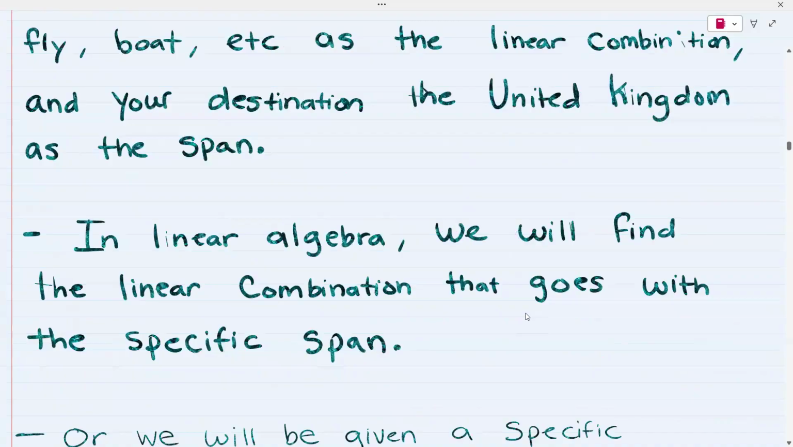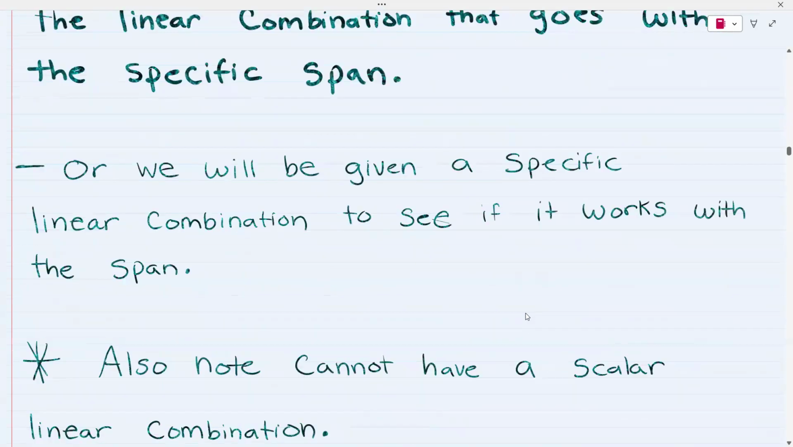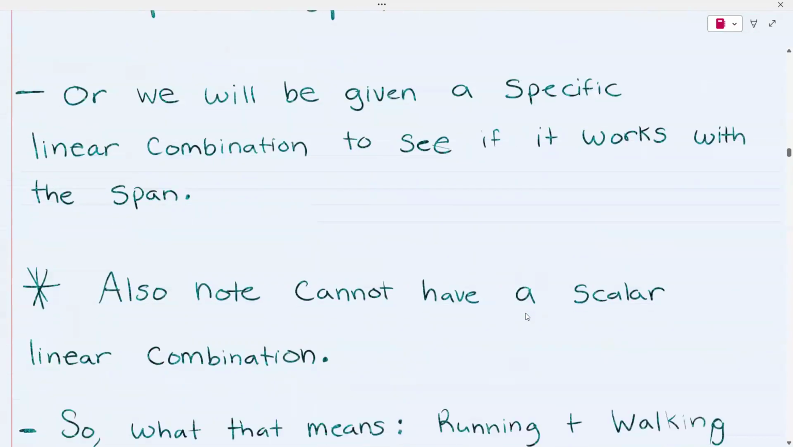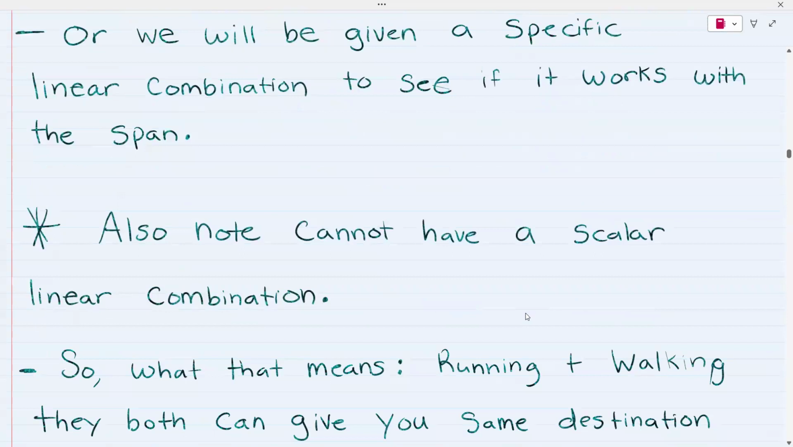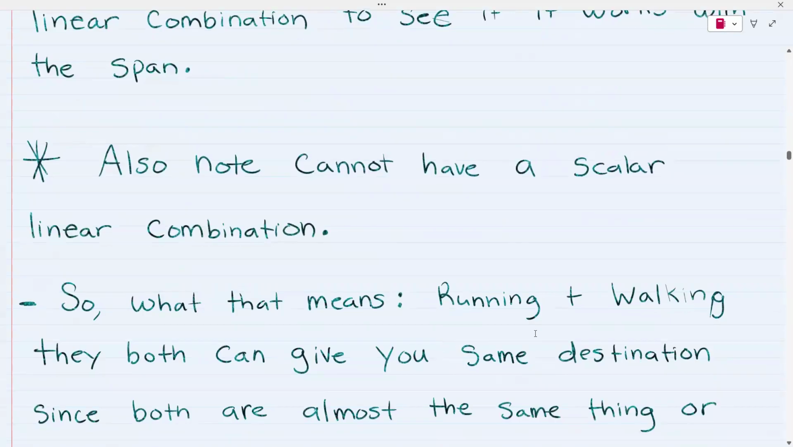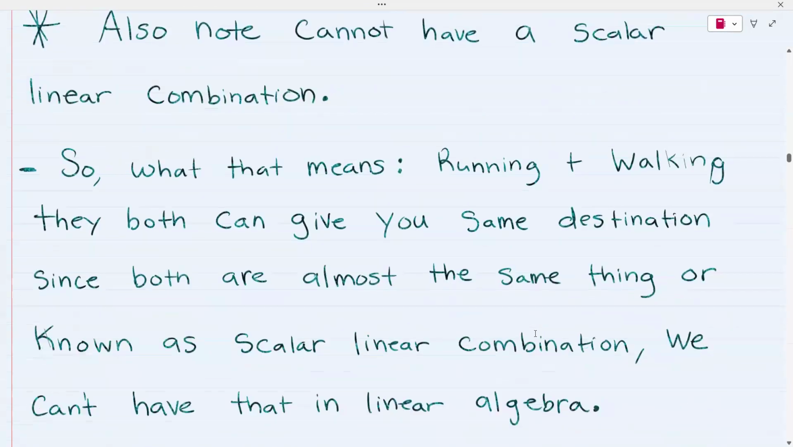In linear algebra, we will find the linear combination that goes with this specific span, or we will be given a specific linear combination to see if it works with the span. Also note, you cannot have a scalar linear combination. What that means is running and walking both give you the same destination. Since they're almost the same thing, known as a scalar linear combination, we can't have that in linear algebra. If they're almost the same thing, they won't work.